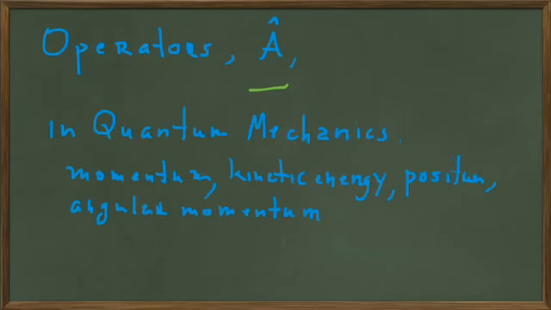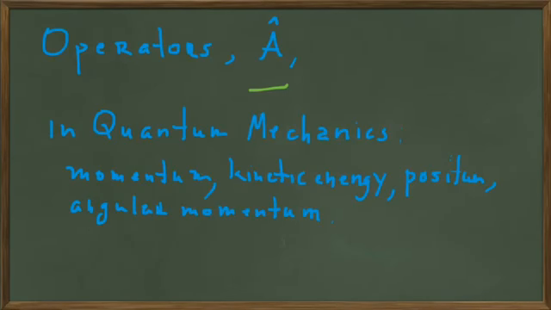So we're going to start off today talking about operators. And when we talk about operators, we will often designate them with a special letter, such as this A with a hat on it. Operators are actual physical entities. So let's make a list of the physical entities in quantum mechanics that are operators.